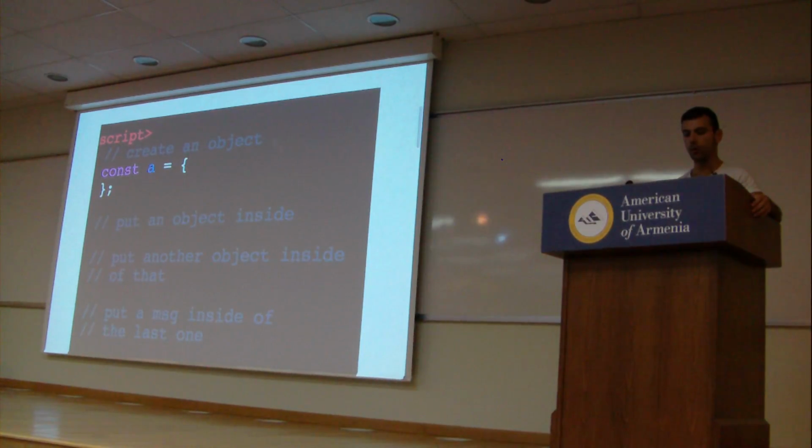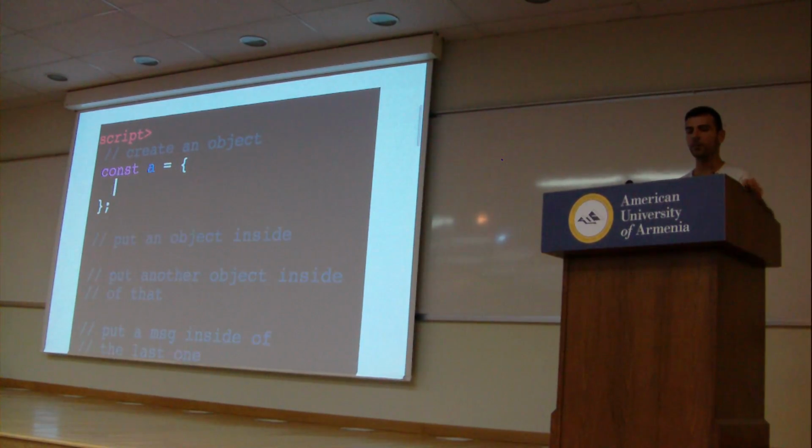Second part, put an object inside. How do I put an object inside of another object? What does an object need in order for me to give it a value? A name, a key, right? So that I can get that value back later. So let me give it a name. B, fine. And the value should be an object, right? How do I make an object? Perfect.